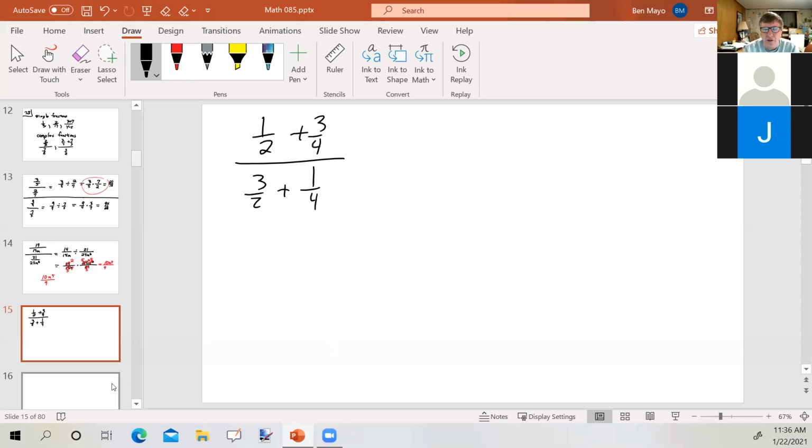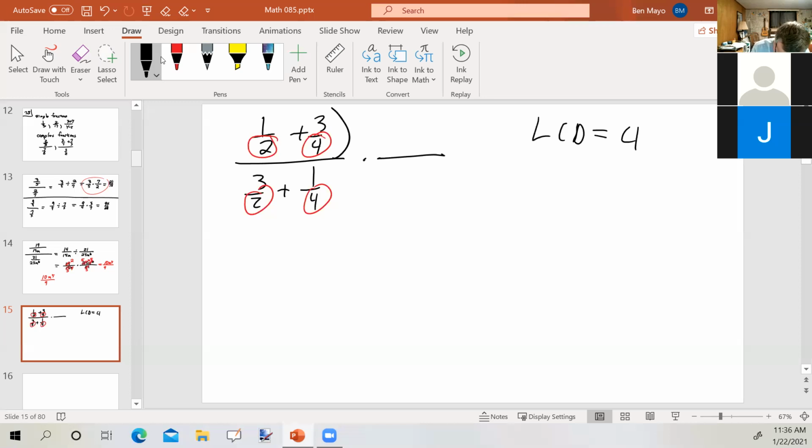But there's another way we can do it that's quicker. Take a look at all of the little denominators. What is the LCD of 2, 4, 2, and 4? It is 4. What we're going to do now is multiply the numerator and the denominator of the complex fraction by the LCD, which is 4.